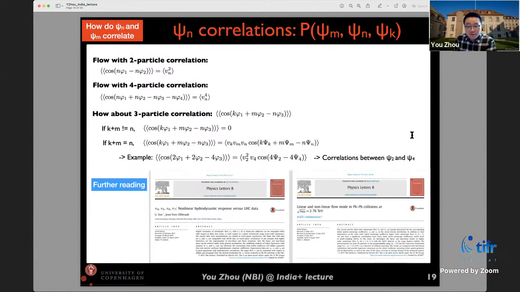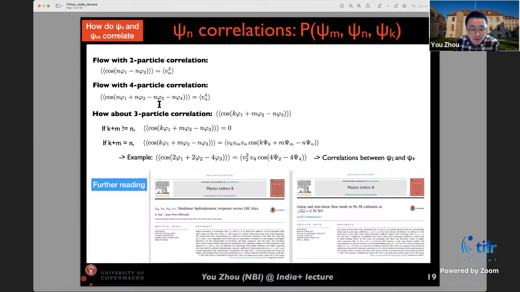And now we move to the correlation between flow symmetry planes. Don't be scared by this concept. Let me guide you through the simple math again. We talk about two-particle correlation, right? You have nφ1 minus nφ2, or you have four-particle correlation nφ1 plus nφ2 minus nφ3 minus nφ4. It's two- and four-particle correlation.